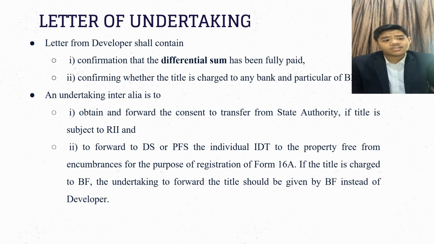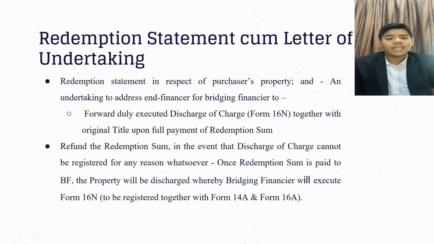If the title is charged to the bridging financier, the undertaking to forward the title shall be given to the bridging financier instead. Then, we move on to the redemption statement cum letter of undertaking. So the redemption statement in respect of purchaser's property and an undertaking to address end financier for bridging financier to forward duly executed discharge of charge, which is Form 16N, together with the original title upon full payment of redemption sum. Then the refund of the redemption sum in the event that the discharge of charge cannot be registered for any reason whatsoever.